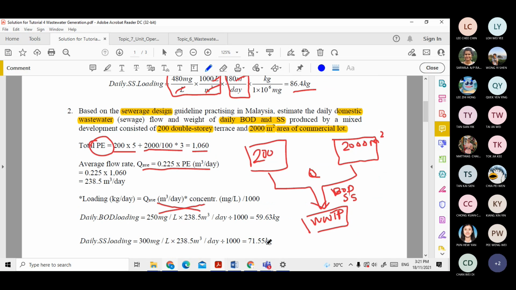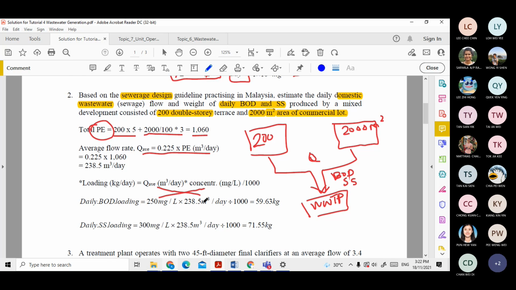So this is the daily BOD and suspended solid load into the wastewater treatment plant, based on the daily flow. If more wastewater is produced in one day, or the higher the daily flow, then the higher the BOD loading, and the higher the suspended solid loading. Okay, this is question 2.